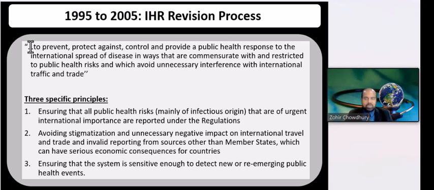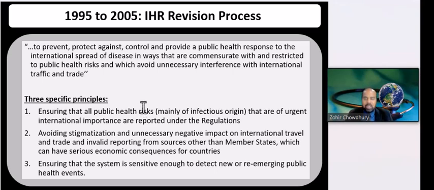So, in their words, this adoption was to prevent, protect against, control, and provide a public health response to the international spread of disease in ways that are commensurate with and restricted to public health risks, and which avoid unnecessary interference with international traffic and trade. Thus, the revised IHR was a collective process that was initiated in 1995. It identified the gaps in the 1969 IHR and transformed it into an effective regulatory tool for WHO member states to strengthen global disease surveillance and to be proactive in dealing with international outbreaks.